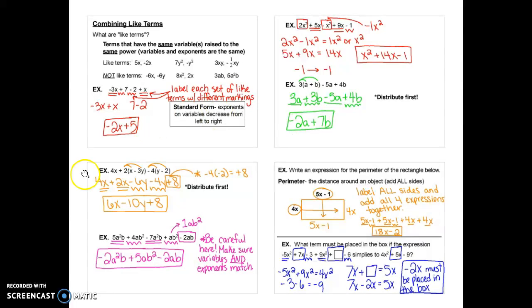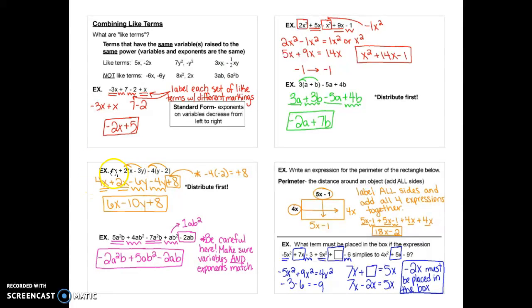All right, 2 more examples down here. Again, we have parentheses shown. We have 2 sets of them, so you're going to have to distribute twice. So my 4x gets carried down to the next step. This positive 2 needs to be distributed to the x and to this -3y. Then the -4 needs distributed to the y and the -2. So you have 2 different steps here for distributing.